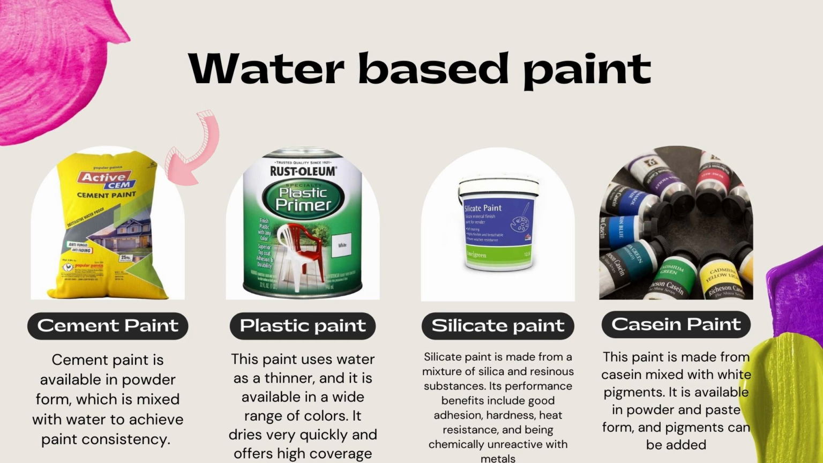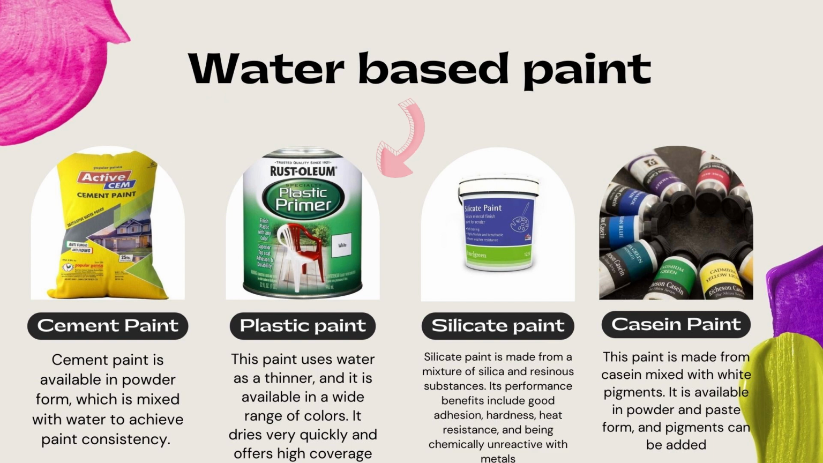Water-based paints. Cement paint. Cement paint is available in powder form, which is mixed with water to achieve paint consistency. The base material is white or colored cement, and it may also contain pigments, accelerators, and other additives. Cement paint is durable and waterproof, and it is commonly used in rough internal and external surfaces.